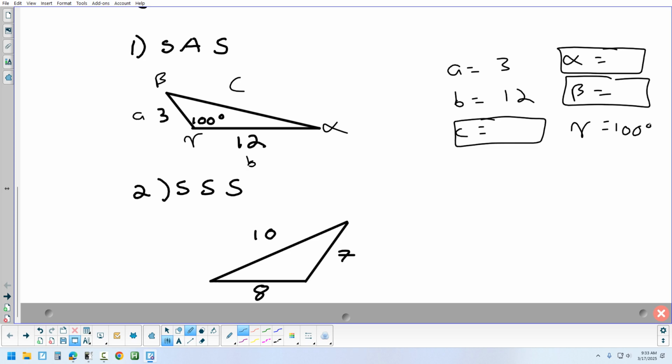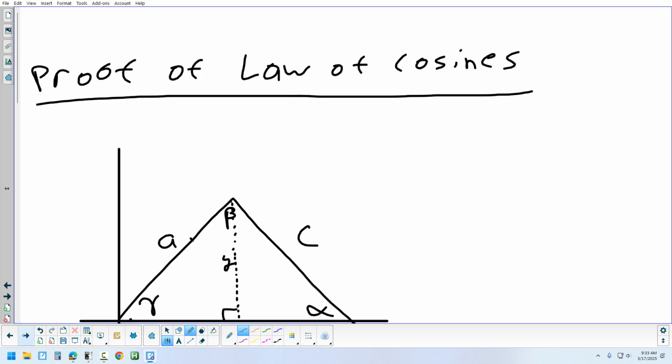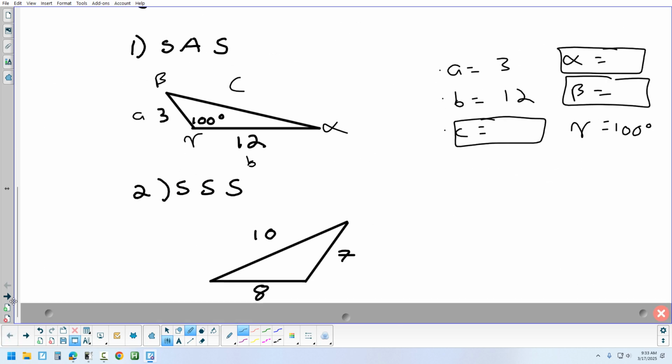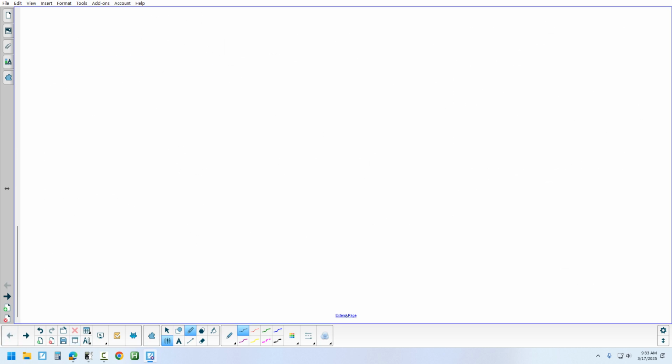Right? And the same thing would happen if you knew the side, and the side. You would have all 3 sides. You would not have a full row. So let me show you what the law of cosines is. Okay, you're not going to go through the proof of it. I'm going to ask you a few questions about it, but no proof.